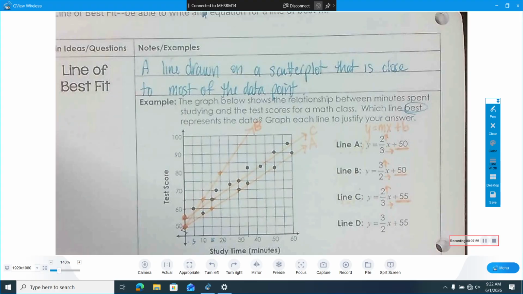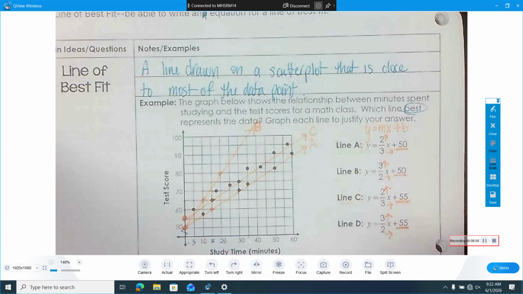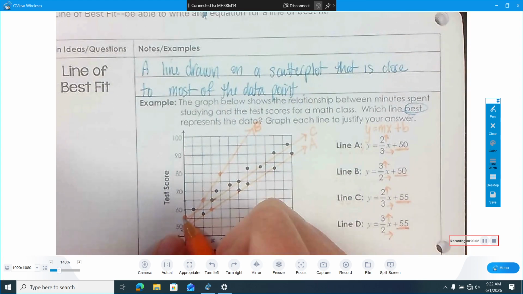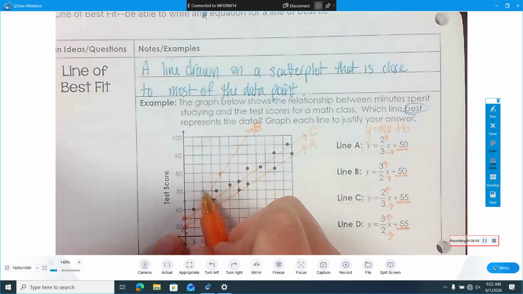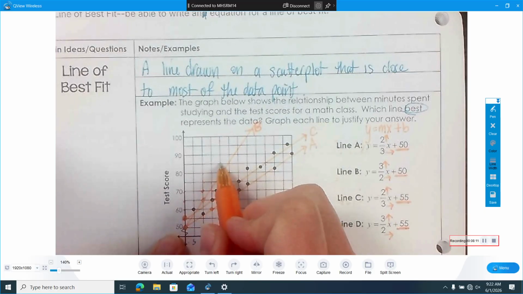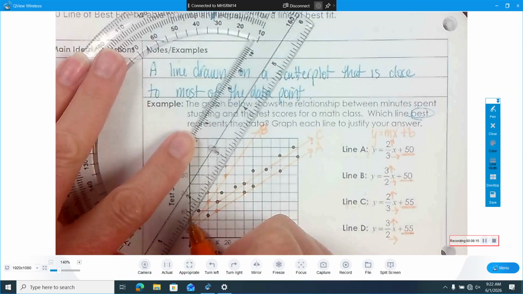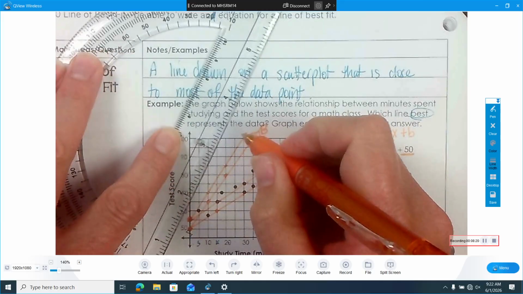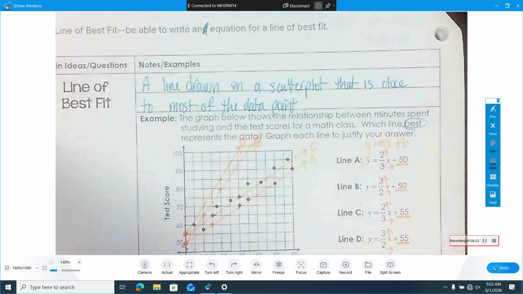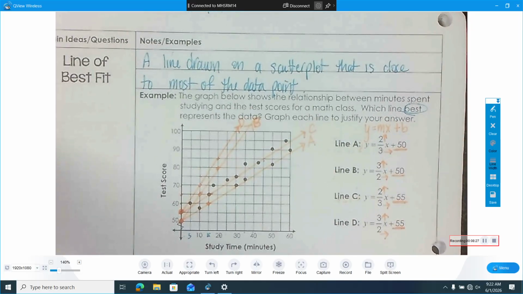All right, and then line D, again, starts at 55, and it says go up 3 and over 2. So I'm going to start at 55 again. And this time I'm going up 3 and right 2 boxes. So up 1, up 2, up 3, right 2. Up 1, 2, 3, right 2. Okay, so started at 55, and it's going up 3 and right 2. So there is line D. Okay, so these are our 4 choices for a line.